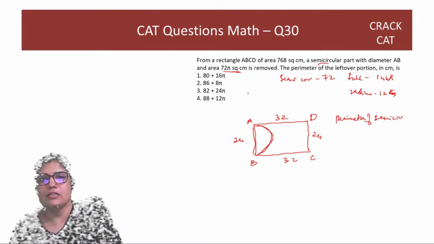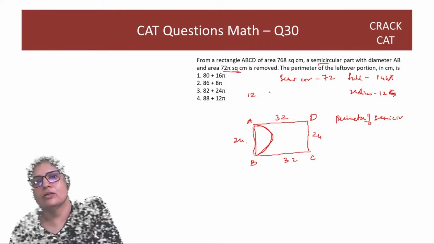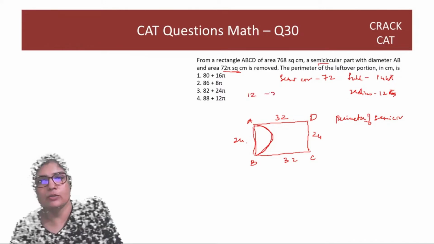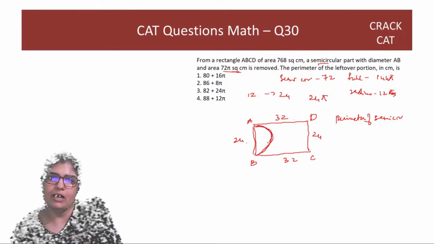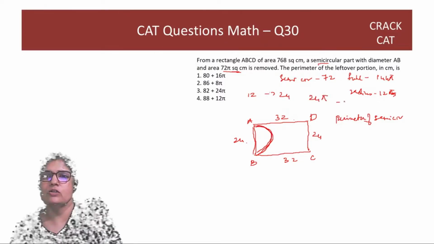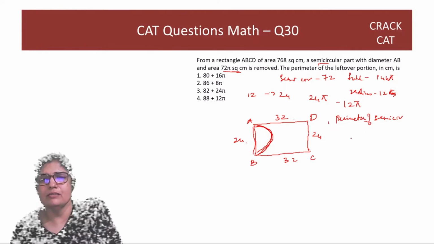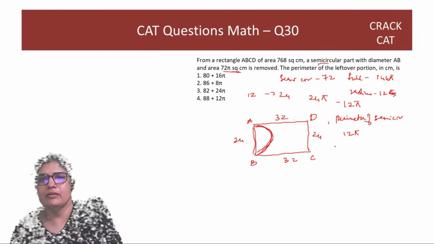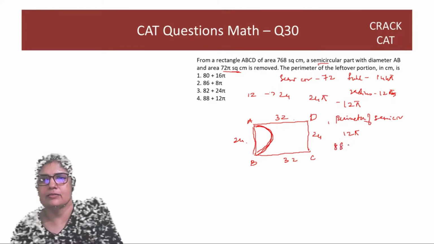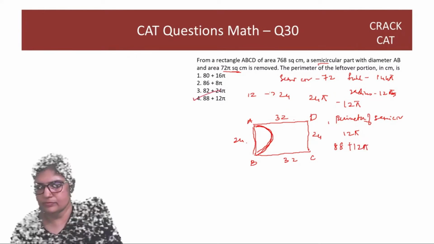So when the radius is 12, the diameter is going to be 24 and the full circumference is going to be 24 pi. We just want half of the circumference, so that's going to be 12 pi. So the perimeter of the semicircle, right, is 12 pi and the remaining perimeter is 88. So 88 plus 12 pi, both options.